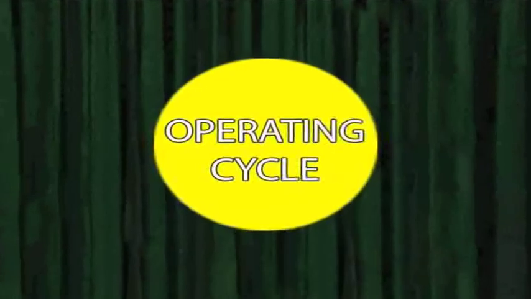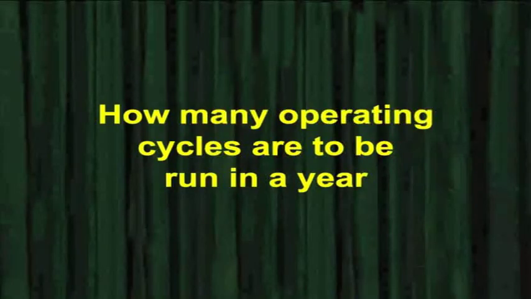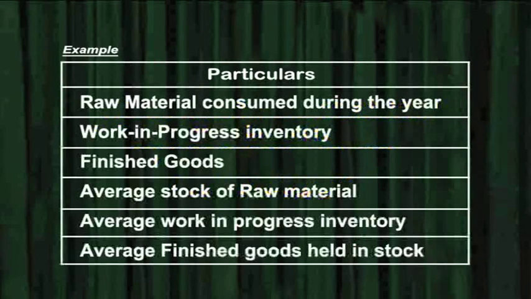Now students, first of all we will learn how to compute the operating cycle. In our previous lectures, we have learned the concept of operating cycle and the length of operating cycle to be computed under trading concern and manufacturing concern. Using those formulas which we have learned in the previous lecture, we shall compute the operating cycle. And we shall also compute how many operating cycles are to be run in a year. Now let's see this practical example on the screen.